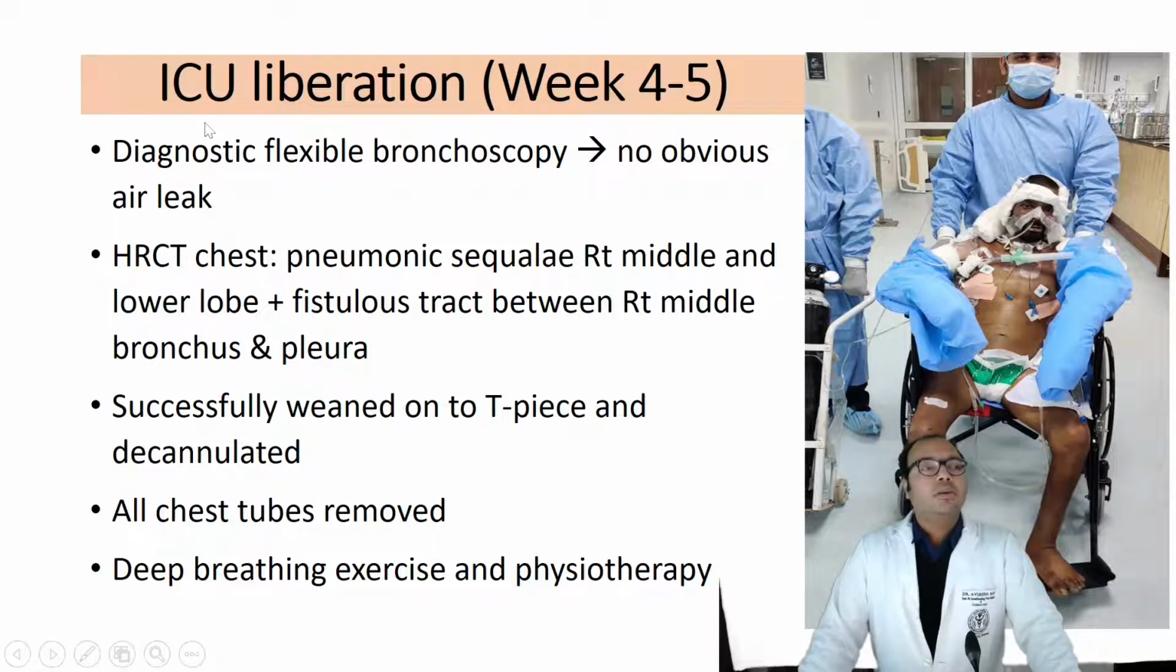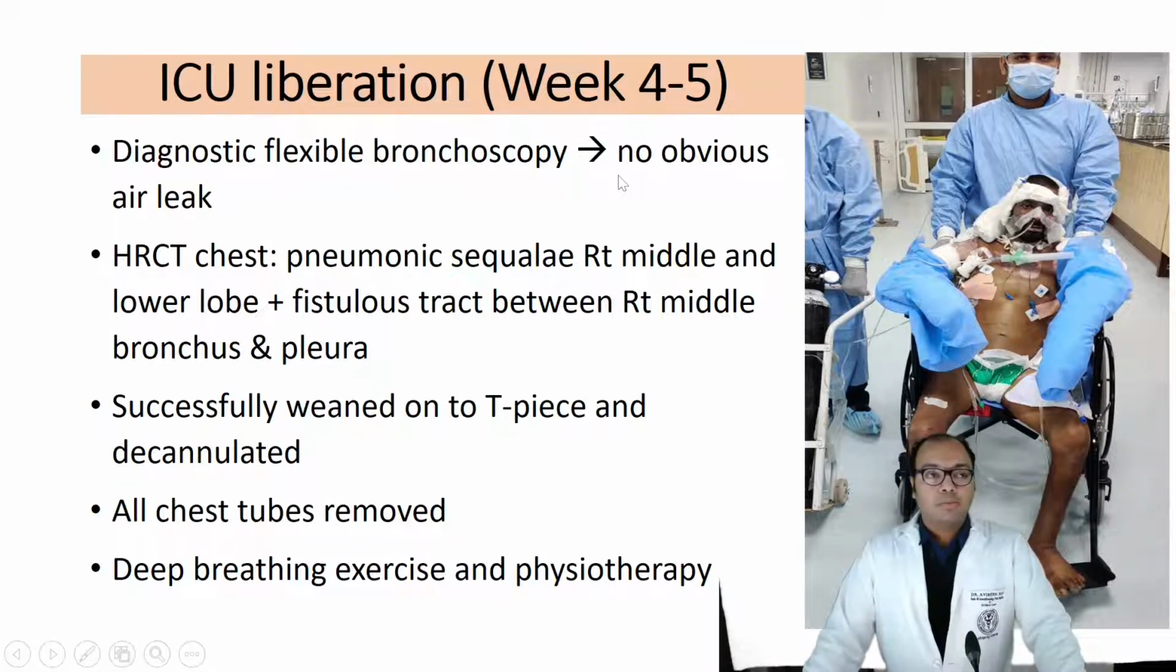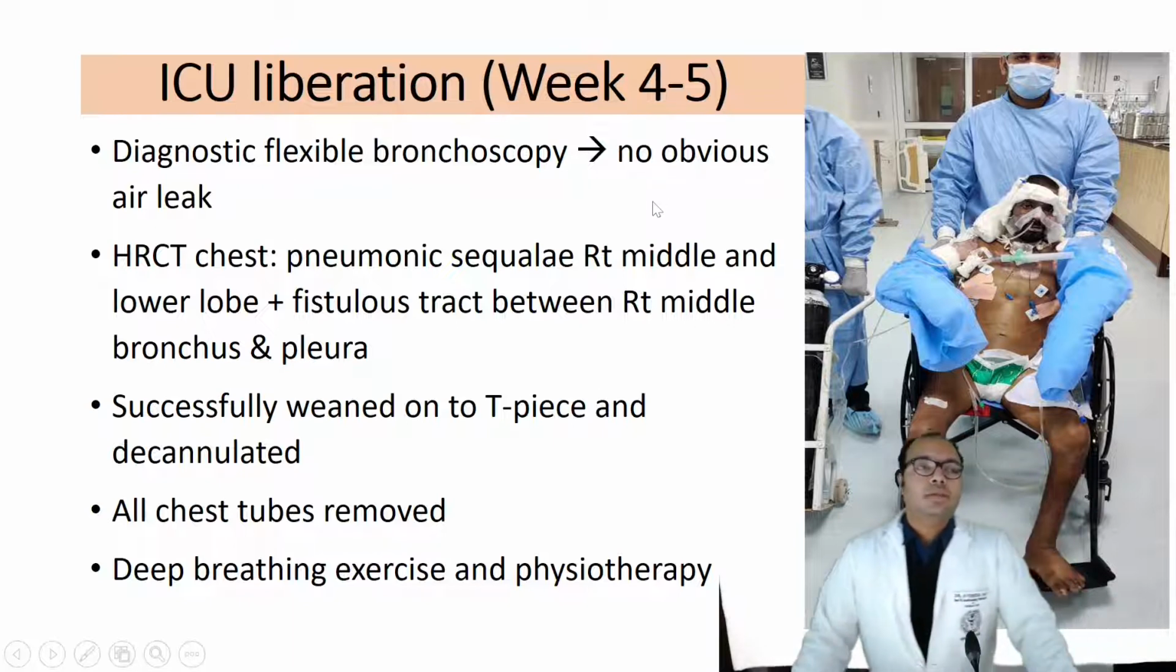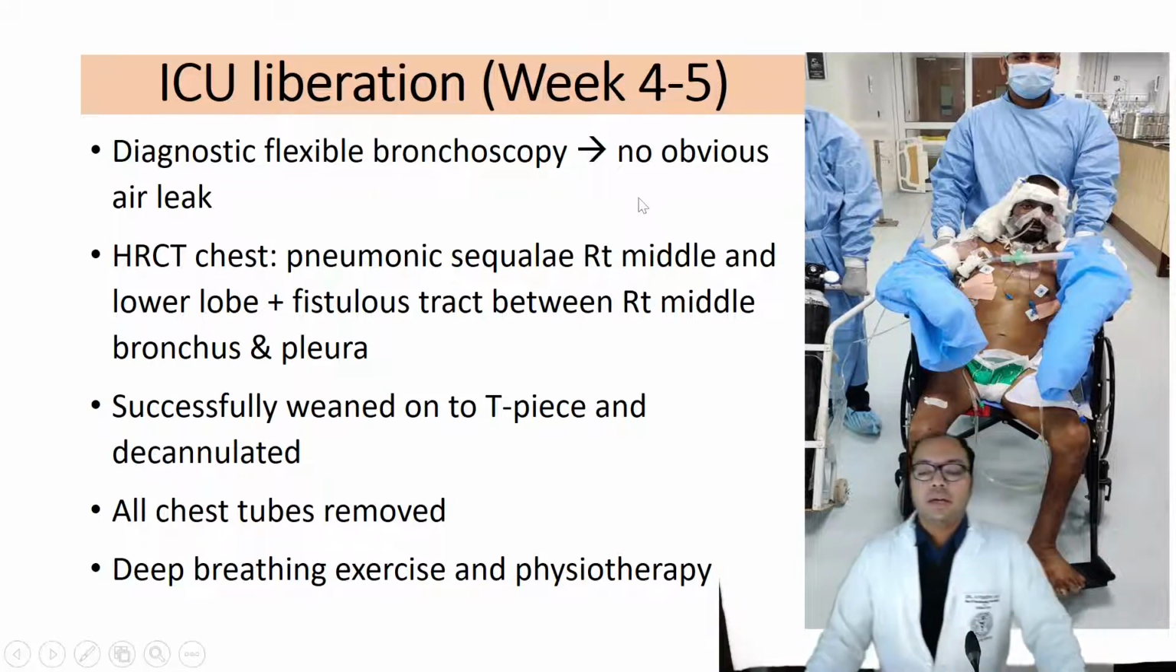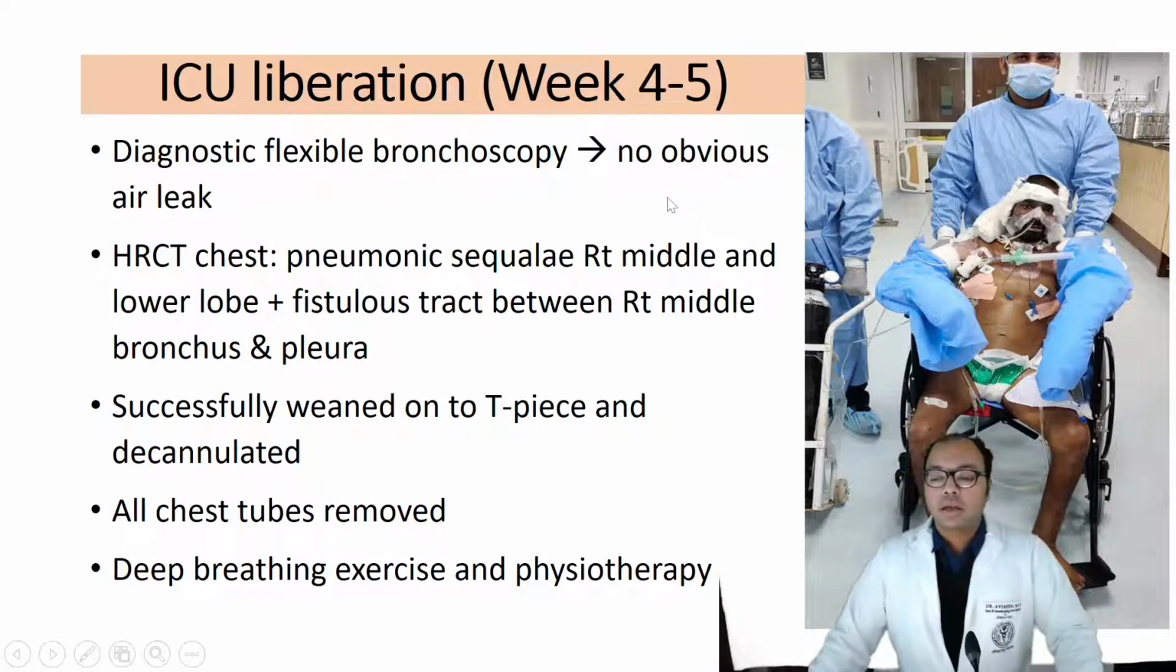For a diagnostic workup, we did a diagnostic flexible bronchoscopy after we had put him on pressure support, to detect if there were any gross leakage sites, or any tear of the trachea or the mainstem bronchi. There were no obvious signs of air leak.